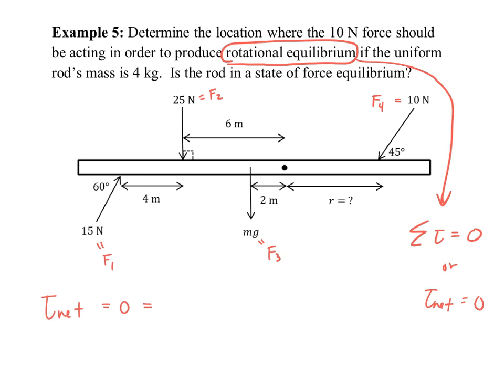Again, F1 causes clockwise rotation, so that's a negative. Look at F2. F2 causes counterclockwise rotation, that's a positive. F3 causes counterclockwise, that's a positive. And then finally, F4 causes clockwise rotation, that's a negative. So I know my signs already, like we just said a moment ago. Two of these were causing clockwise and two of these were causing counterclockwise.